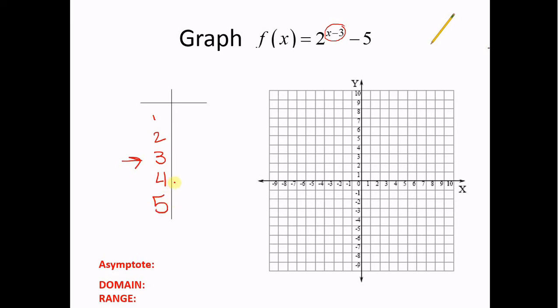If you would plug these into your calculator, you should get the following: -4.75, -4.5, -4, -3, and -1. So let's graph those. 1, -4.5. 2, -4.5. 3, -4. 4, -3. 5, -1. So it's going to go something like that.